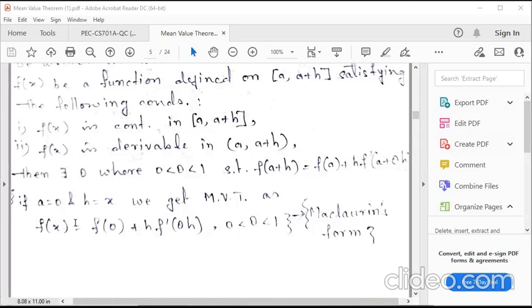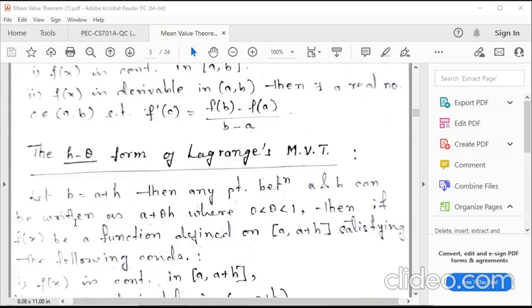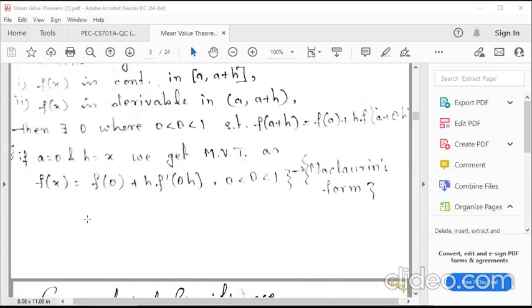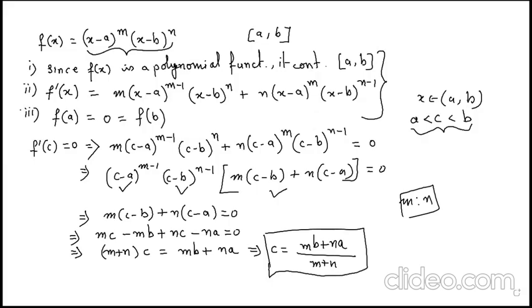Now, according to the requirement of the problem, we are going to utilize the h theta form, the basic form, or the Maclaurin's form of LMVT, Lagrange's mean value theorem. Fine. So let me go to the whiteboard once again to make you understand clearly. So we are dealing with Lagrange's mean value theorem.